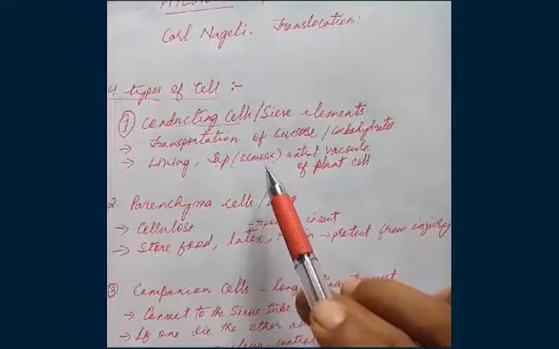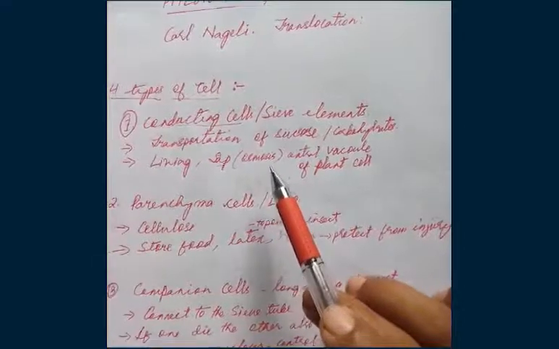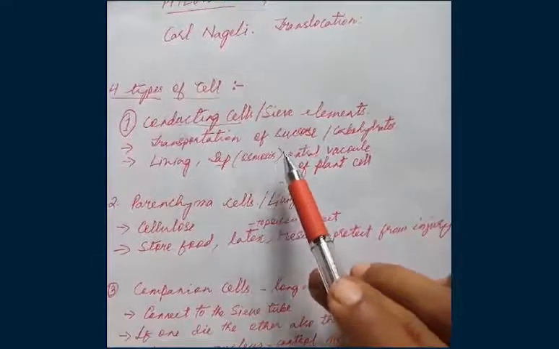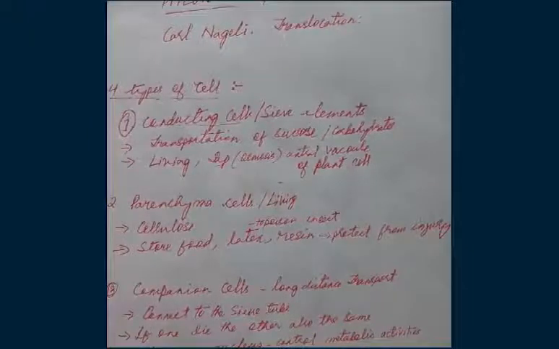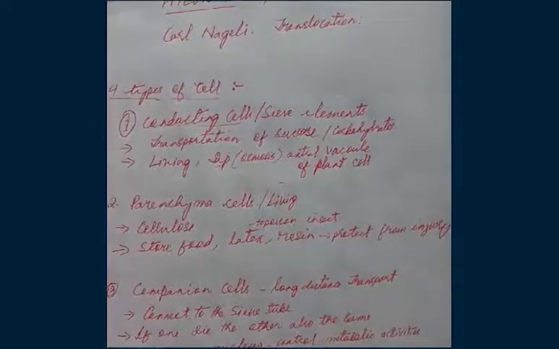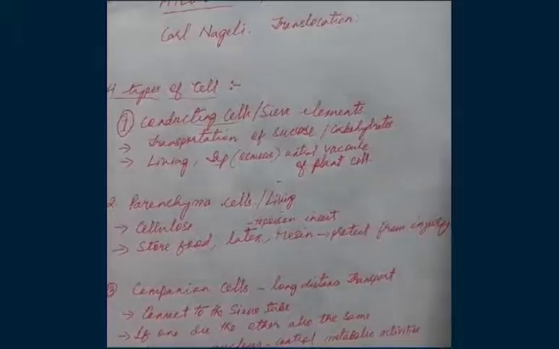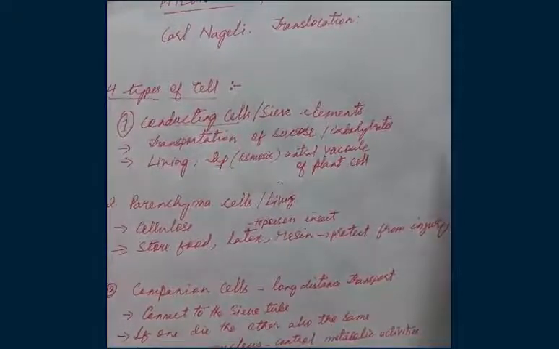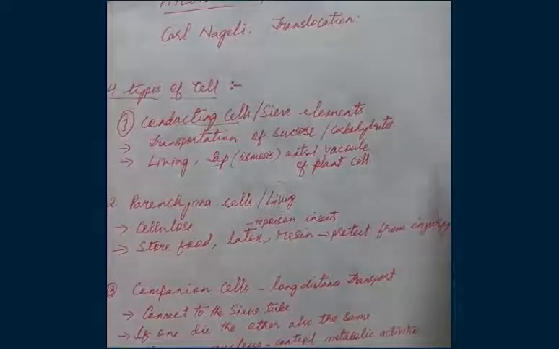Now the structure of the cell, the sieve tubes, is somewhat cylindrical.